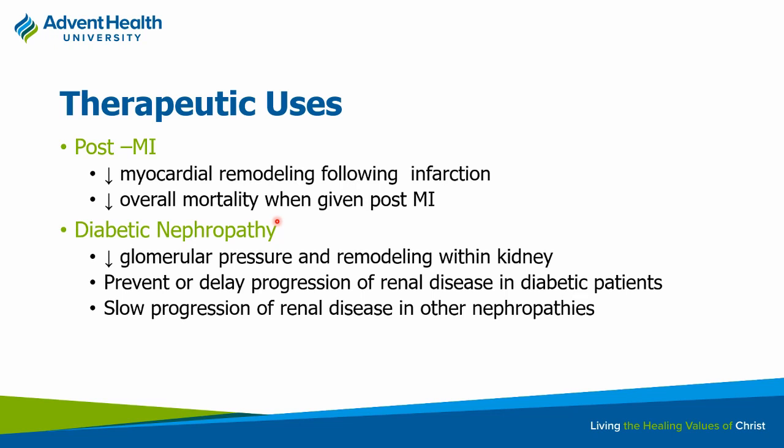We like these post-MI because they have decreased that remodeling and you have decreased mortality. So if they have a previous MI, guess what? They should probably be on an ACE inhibitor, right? Diabetic nephropathy, as I mentioned, they will help to chronically decrease the strain on the glomerulus by decreasing that pressure there. And so it's going to be able to help with that remodeling. And again, with the kidneys, you can't really reverse disease, but you can certainly slow it down. And this is where the ACE inhibitors are going to be good for that.